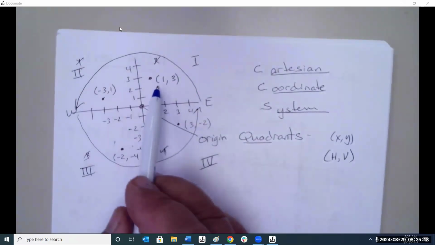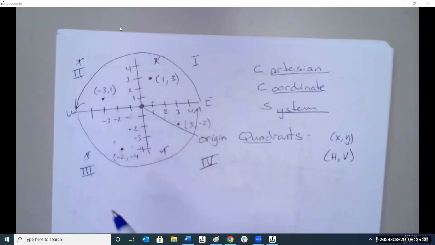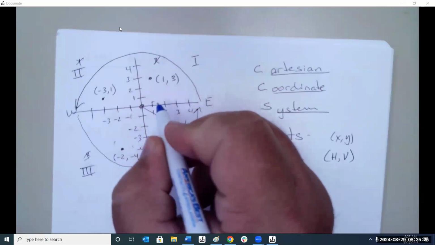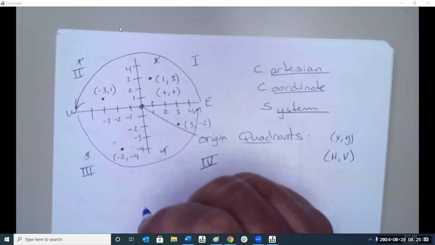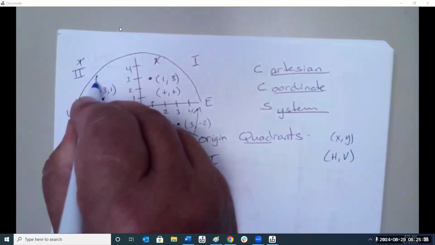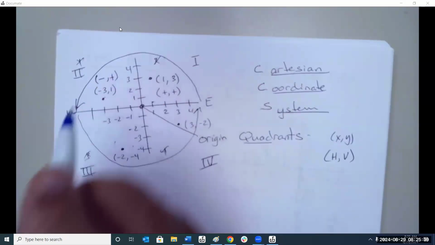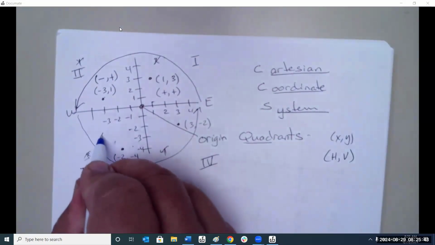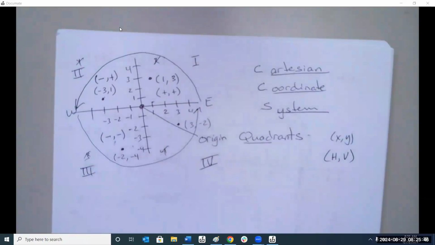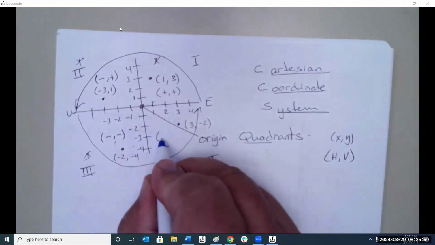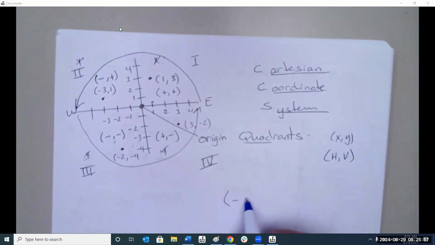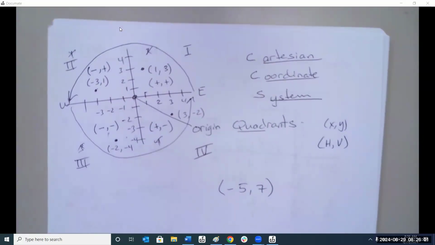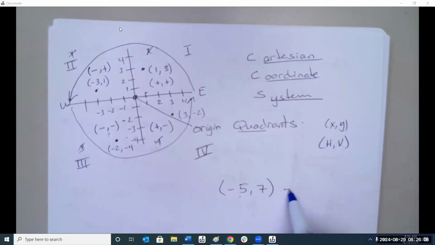So this point is in the first quadrant. This point is in the second quadrant, third. What do we notice about the characteristics of these? In the first quadrant, both numbers are positive. In the second quadrant, it's negative, positive, because you go left, then up. In the third quadrant, they're both negative. Go left, then down. Fourth quadrant, go right, then down. So just by looking at that, you can tell me which quadrant that number's in. Because this one, I go left, then up. That puts me in quadrant 2.